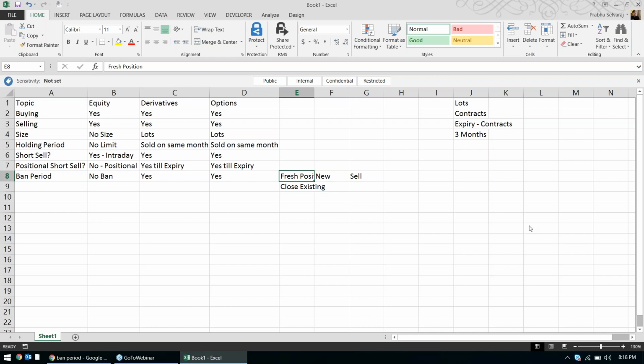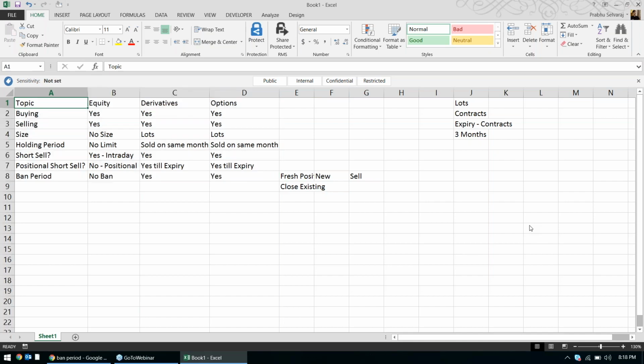Can we short 10 shares of FNO stock? You can short. Intraday shorting is allowed. There is no carry forward of shorting on the cash market, cash stocks. It will not be allowed. It will be auto squared off by Zerodha or whatever platform you are using by 3:15 p.m. if you do not close.